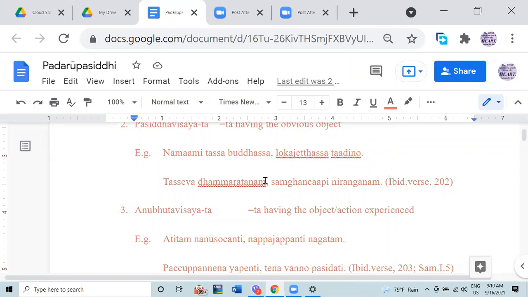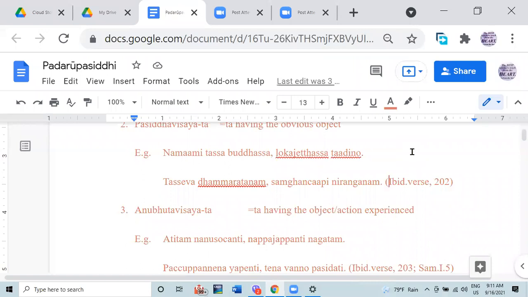Okay, Lokajitassa. Yes, it is possible. Actually, it should be Dhammaratanassa and Sanghassa, but because of the meter, because it is a verse, that's why it becomes Dhammaratanam and Sangham and also Niranganam. You see, when we say I worship something, I pay homage to something, that one should be like a dative case, like Tassa Buddhassa. Yeah, this part is questionable.